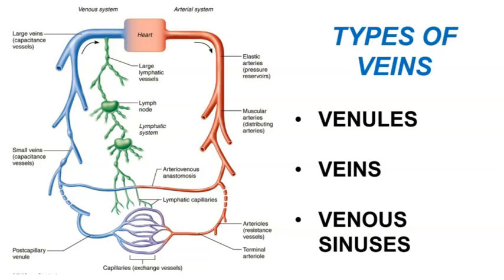We see here in this diagram that veins come in two varieties. We have small veins, which have small diameter lumens, and large veins, which have larger diameter lumens. The large veins tend to be in closer proximity to the heart than the small diameter veins are. And finally, we have venous sinuses, which are specialized flattened veins that have thin walls. Veins like the coronary sinus and the dural venous sinuses that surround the brain are two examples of venous sinuses.